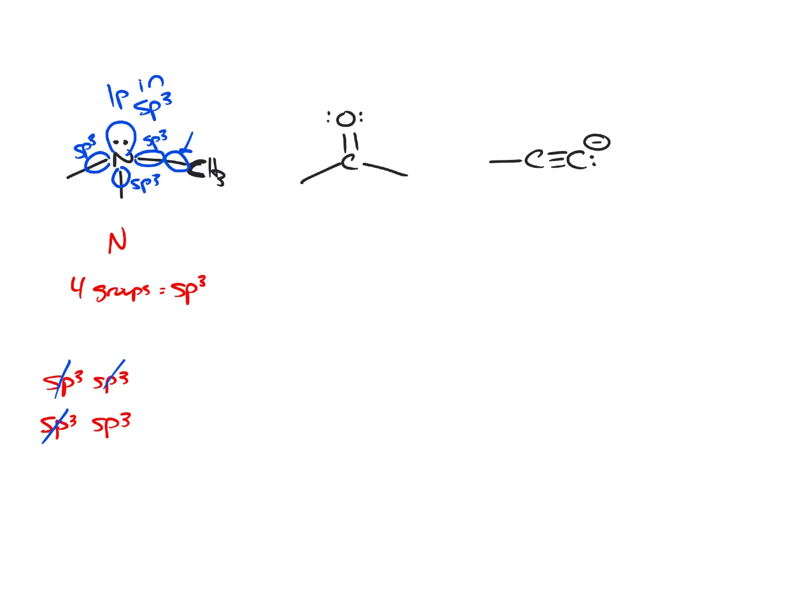So that's our only option there. Okay? So now let's look at the second one. So the oxygen, its hybridization, you should know, is sp2. There's one bond, the double bond, and 2 lone pairs.